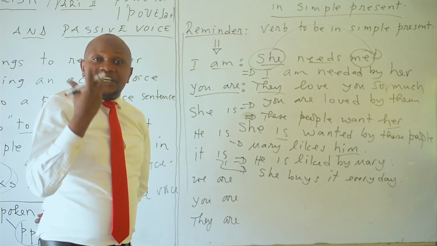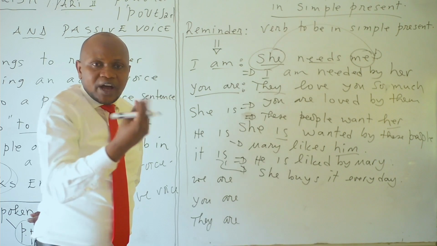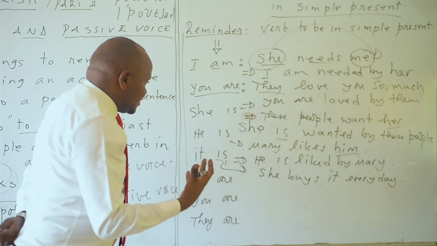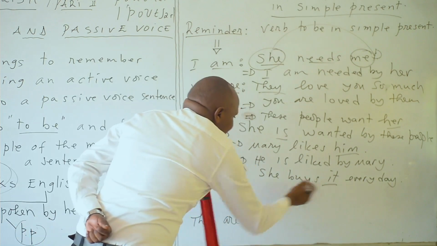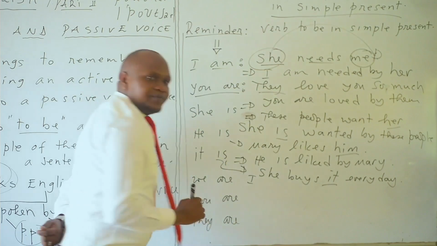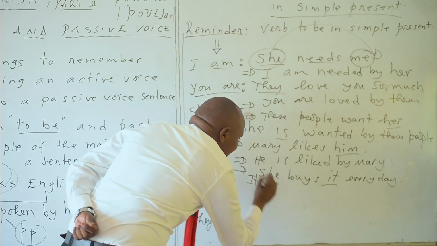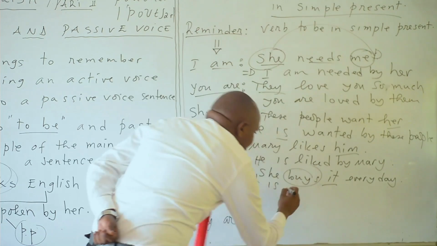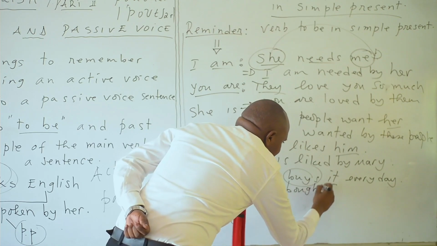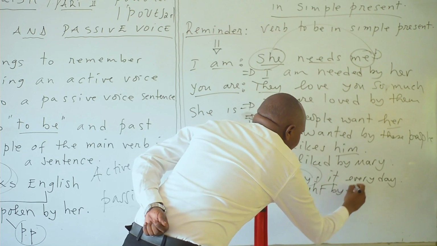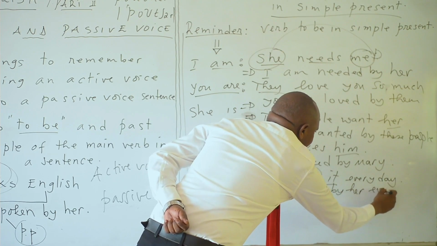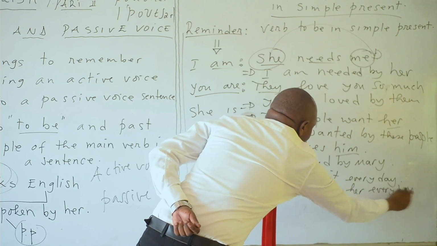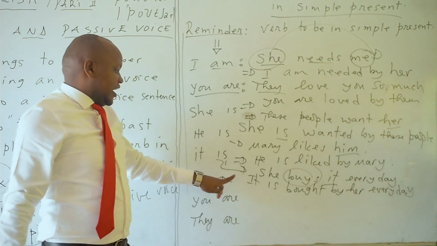Cyangwa se agura iriya nyamaswa buri gihe. She buys it every day. Then here, you are going to start with it. Then you say, it is, past participle verb to buy is bought. It is bought, you see? It is bought by her every day. Do you see here?